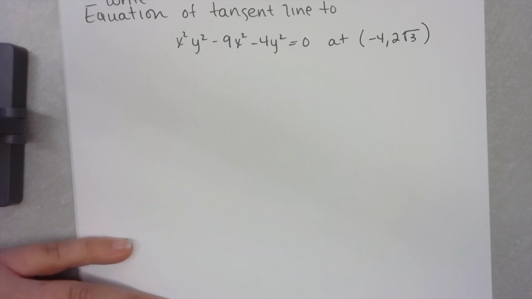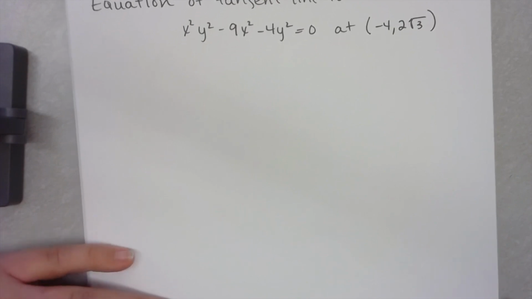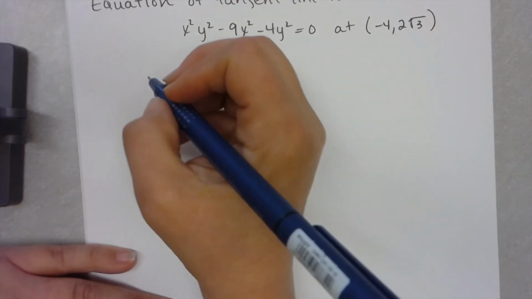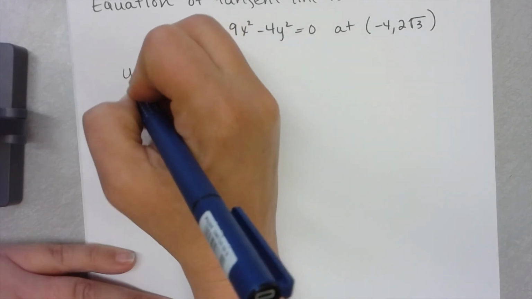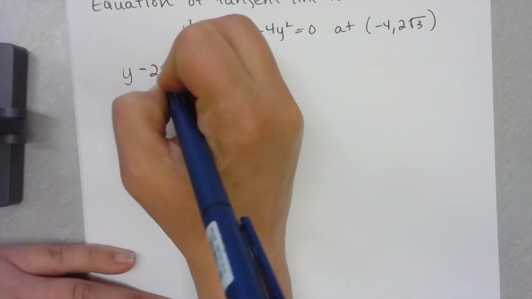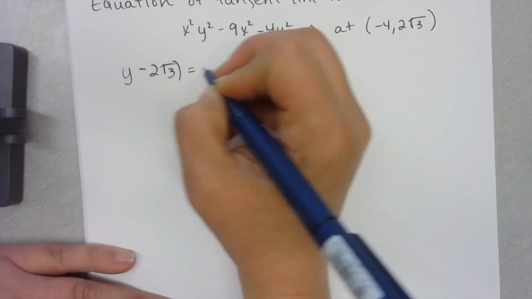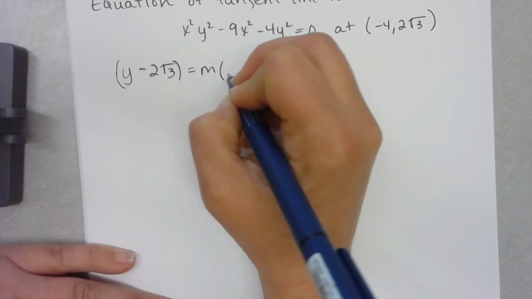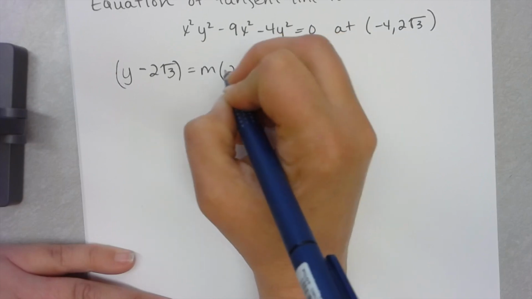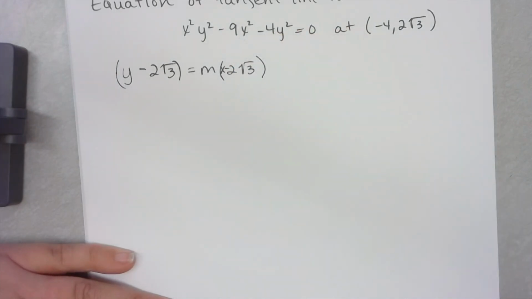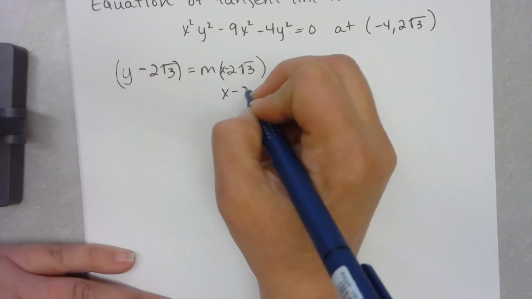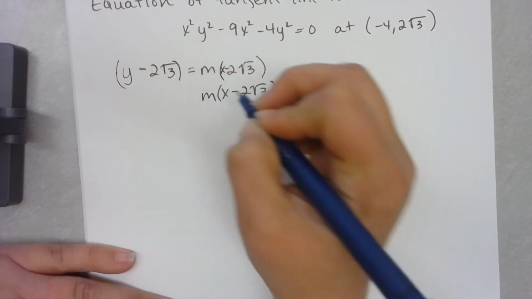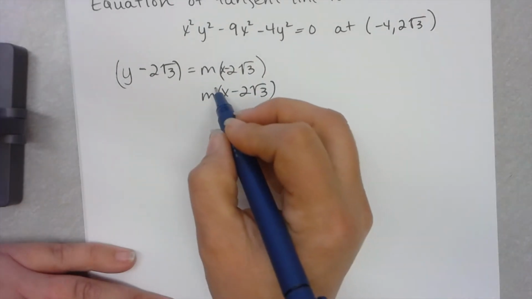All right, so we are going to write the equation of a tangent line to the graph of x squared y squared minus 9x squared minus 4y squared equals 0. This time we're getting a little bit more complicated. Before we can write the equation of a tangent line, I need the slope, right? So I have basically a piece of it: y minus 2 radical 3 is equal to m times x minus 2 radical 3 is what it should look like here. That's the right-hand side, and we just need to find m, right?